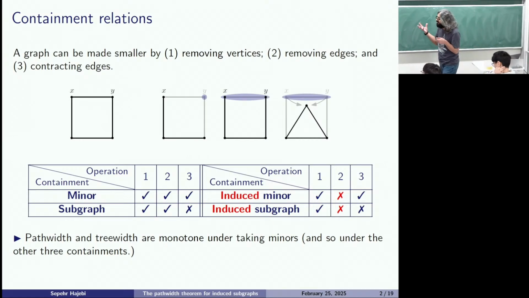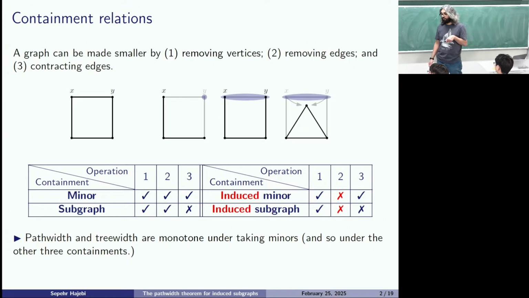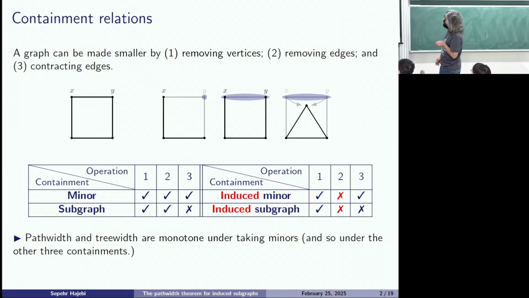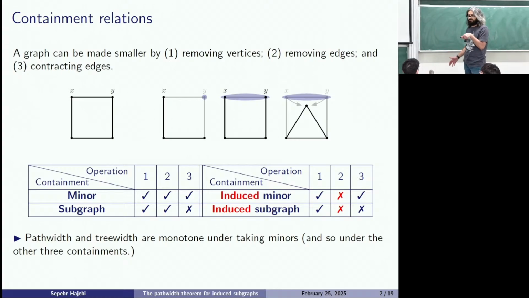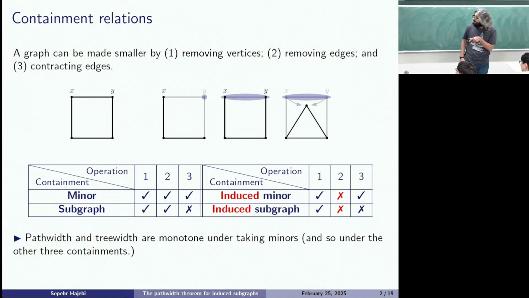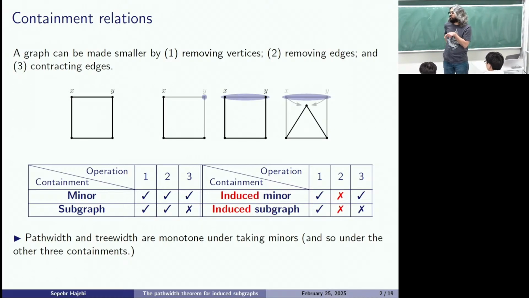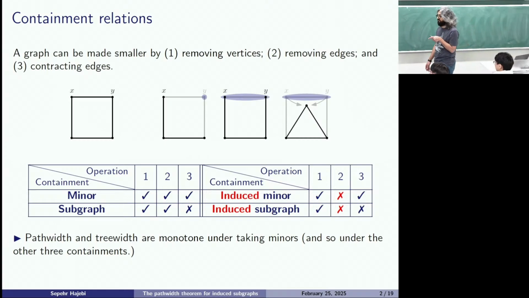So this whole idea of an induced containment is very much about keeping an accurate record of adjacency. Whenever I'm keeping 2 vertices that are adjacent, I must keep the edge between them. And pathwidth and treewidth are monotone under taking minors, which means they're monotone under the other 3 containments because taking a minor is the weakest one. Right. So I assume most people here know all of these things, but feel free to interrupt and ask questions if anything is unclear.